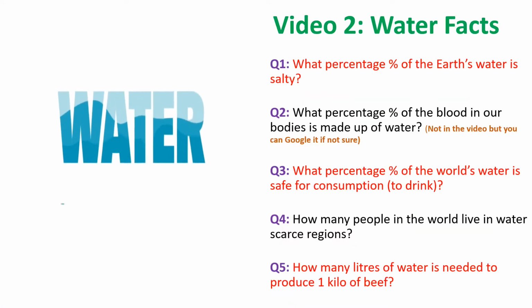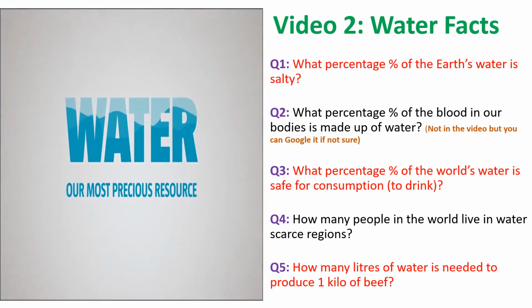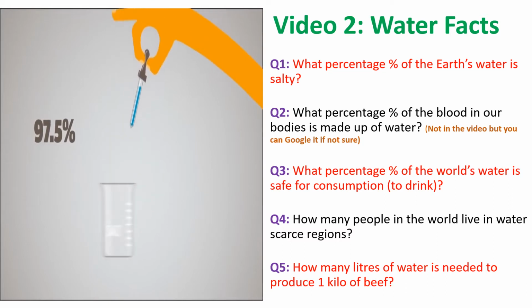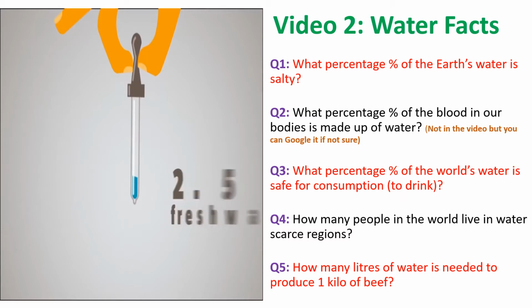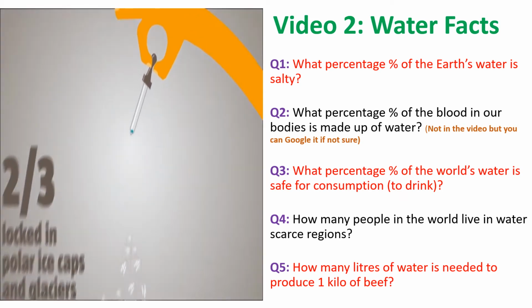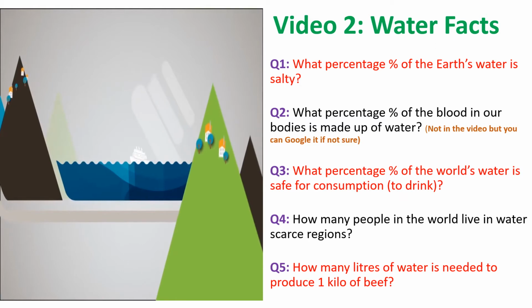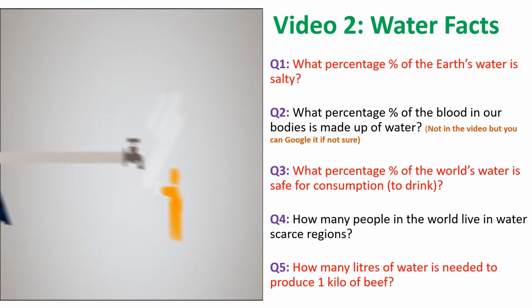Water. It's one of our most precious resources, but our water supplies are limited. 97.5% of the Earth's water is salty, and only 2.5% is fresh water. But over 2/3 of this fresh water is locked in the polar ice caps and glaciers. This leaves only 0.5% in our lakes, rivers and groundwater for agricultural, industrial and personal use.